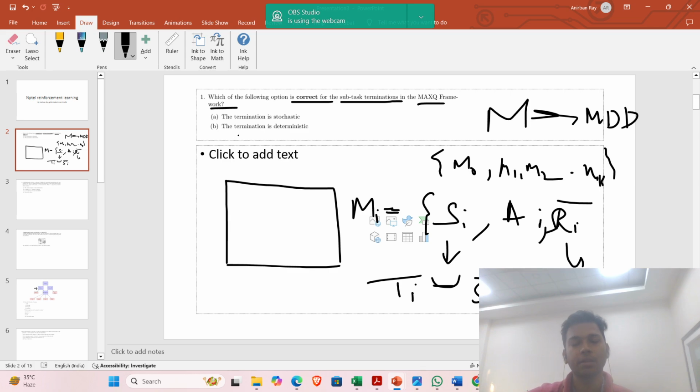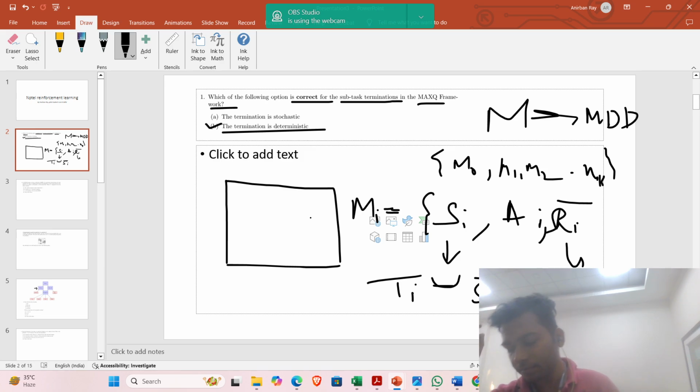So the subtask immediately terminates, which points to that in every situation it terminates immediately. So there is no stochasticity or probability attached with this action. It is actually a deterministic action. It is always taken when you achieve the subtask that is desired to be achieved. So it is a deterministic task and it happens immediately. B is the correct option. So this is it.